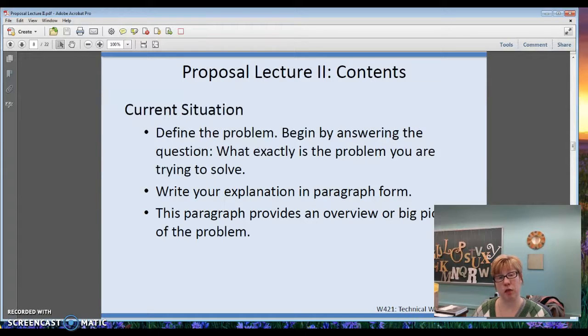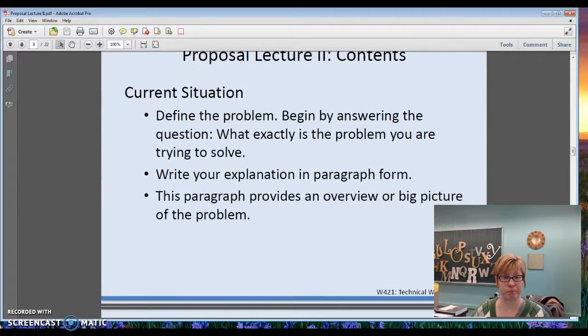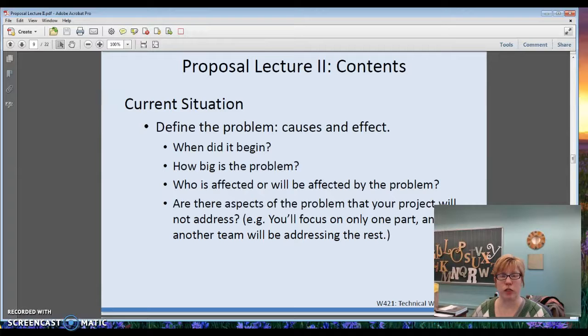All of this should be written in paragraph form, one to two to three paragraphs. The idea is to give an overview or big picture of what the problem or current situation is. You also need to show cause and effect in defining what the problem is. So you could answer questions like, when did it begin? How big is the problem? Who's affected? Or how is production limited? Those sorts of things. Are there aspects of the project that you're not going to address? This is the spot where you also address what the scope of your project is, at least nominally.